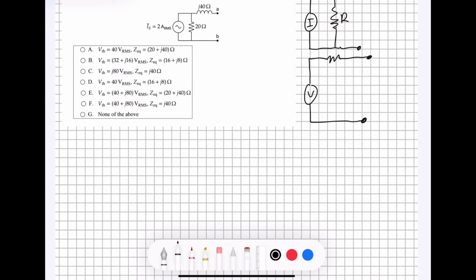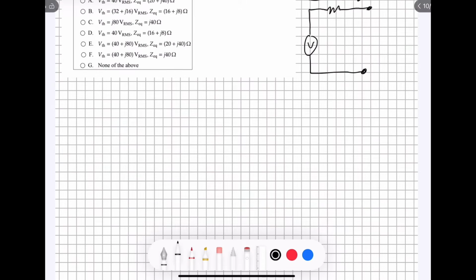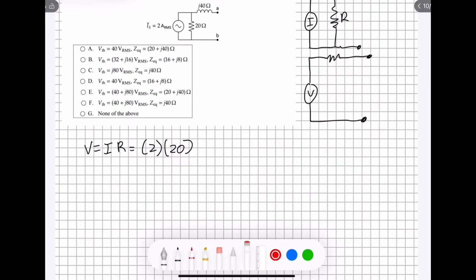Thankfully we already are given a current and a resistance right here. So in order to find the voltage, all we have to do is use Ohm's law, V equals IR, where I is equal to 2 and R is equal to 20, because we're given those values up here in the circuit, which means that our voltage is going to be 40 volts.